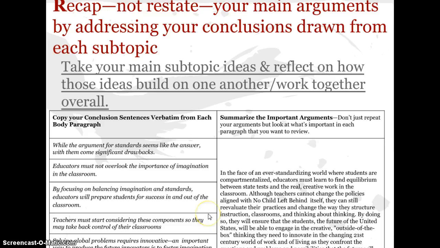So the next part is to recap, not restate, your main arguments by addressing your conclusions that you draw from your subtopics. So take your main subtopic ideas and reflect on how these ideas build on one another and work together overall. Over here you'll see how Ima took all of her conclusion sentences, so not just the topic, but rather what she's saying about the topic, and she just listed them verbatim. Then she was able to summarize her overall argument over here. So you can pause and take a moment to check out what she ended up with.